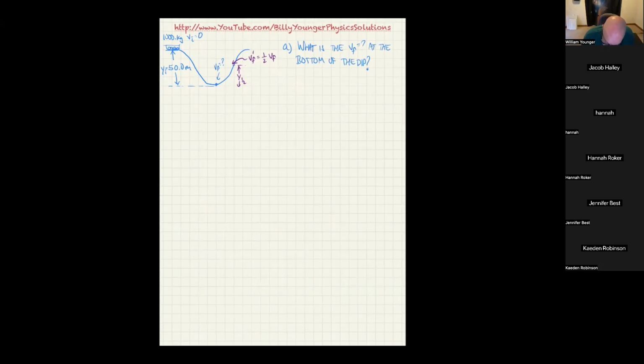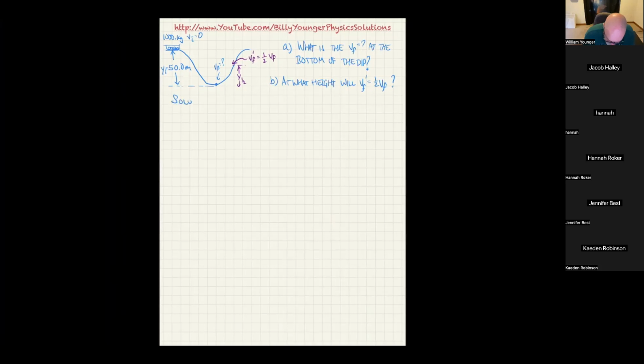For part B, what they want to know is at what height will v final prime, which equals 1/2 of v final. That's the whole question. So basically I'm saying at what height will the final velocity be 1/2 of the final velocity that you had at the bottom of the dip. Okay.